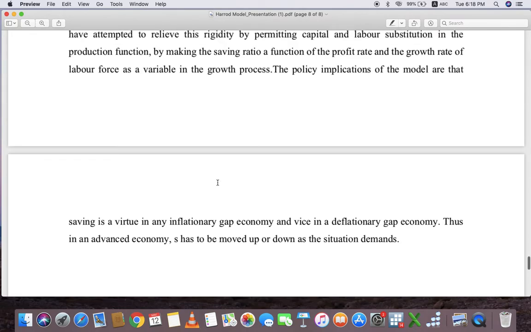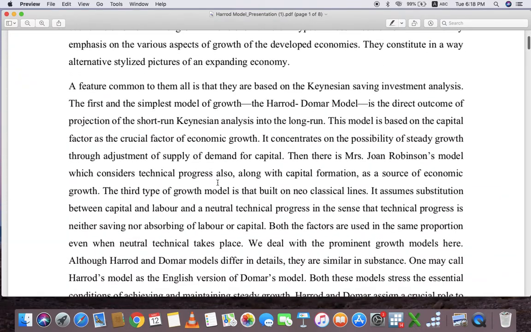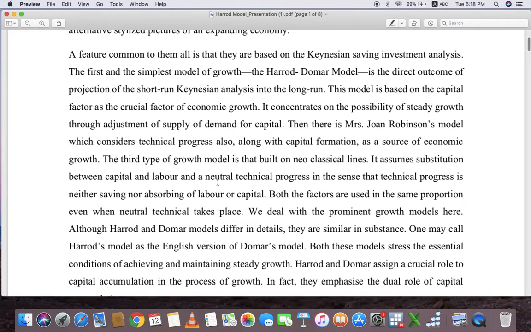So, this is all about the Harrod model of growth, and in the next class I will talk about the Domar model, which is a certain upgradation of the Harrod model of growth, and then we will discuss both of them jointly and compare them.